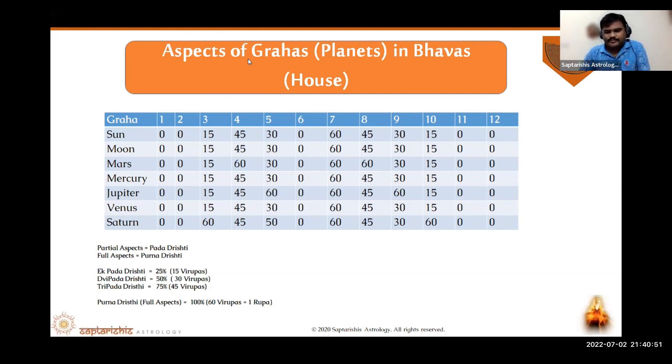Pallavi is asking, is it possible that a planet has weak strength in its own house if there is a conjunction with a malefic planet? Yes, this is possible. In order to calculate the strength and all these things, we need to wait a little bit. I will cover that in the class also, but what you are asking is possible.